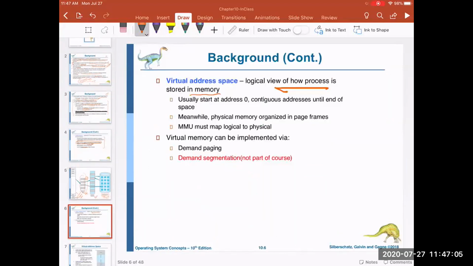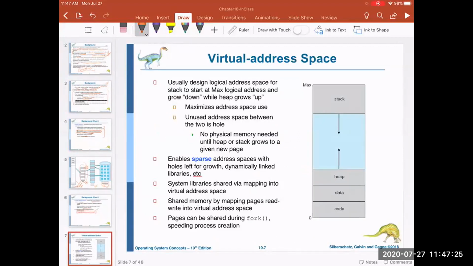So meanwhile, the physical and logical mapping is being done by the MMU. The virtual memory concept can be implemented by demand paging or demand segmentation. We are not going to discuss segmentation; we are going to discuss demand paging only.